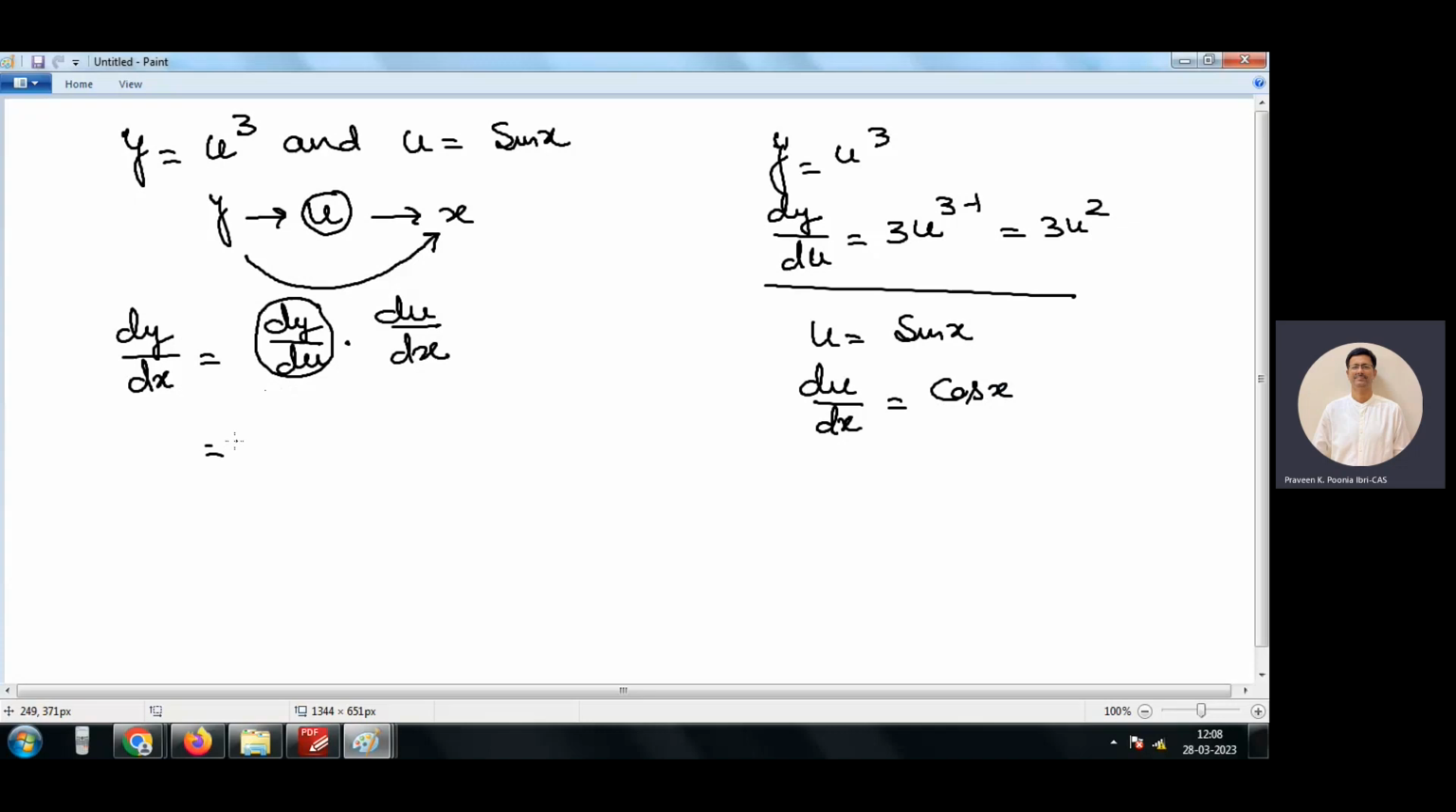Now put the values here. So what will be dy by dx? It is dy by du, 3u power 2, into du upon dx, which is cos x.